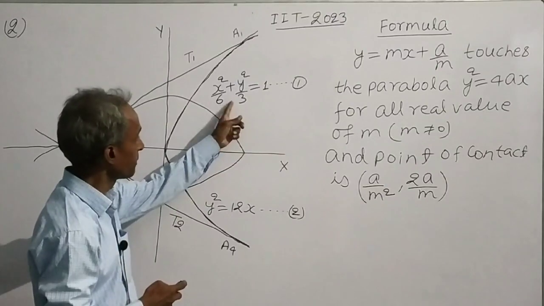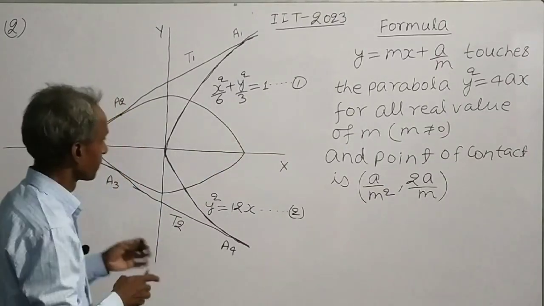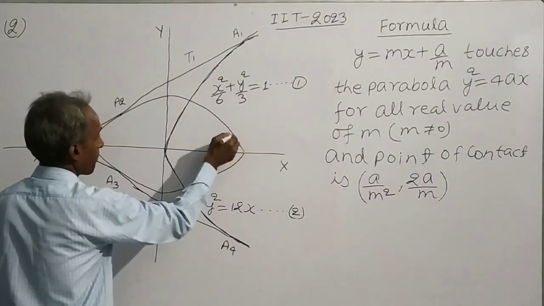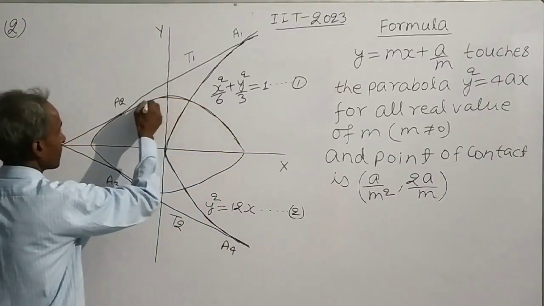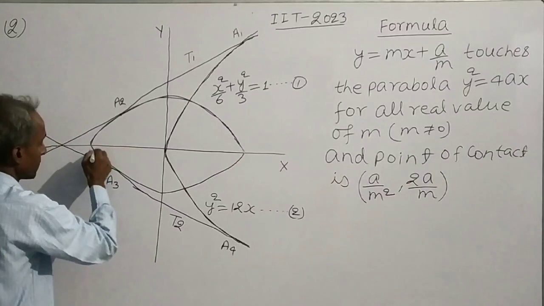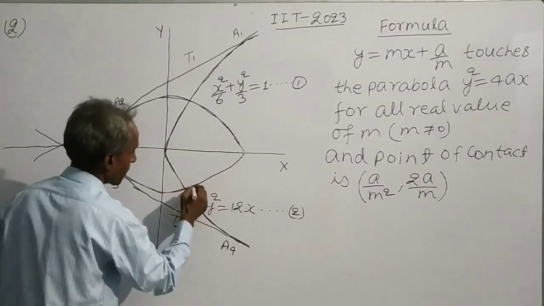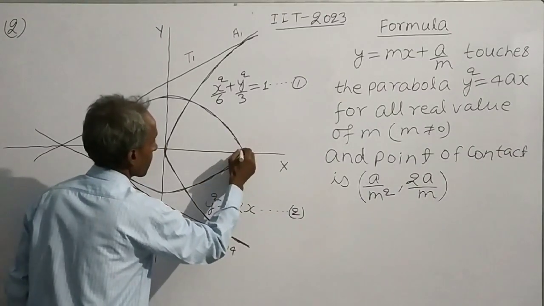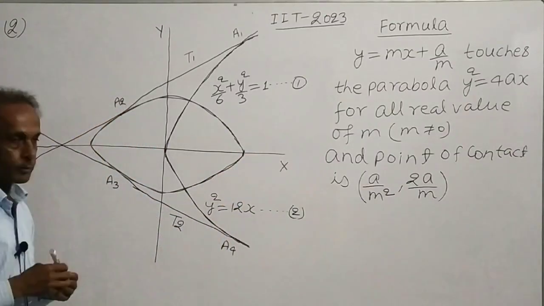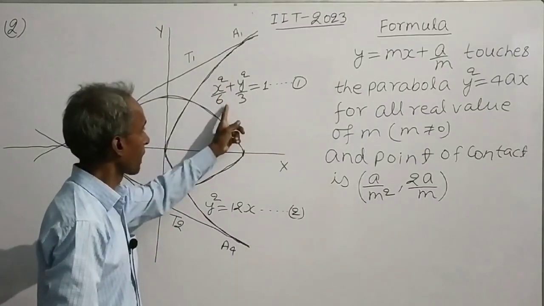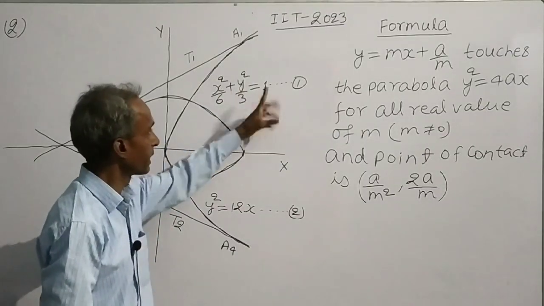The equation of an ellipse is also given. This is the ellipse. This is the graph of the ellipse. The equation of this ellipse is x square by 6 plus y square by 3 is equal to 1.